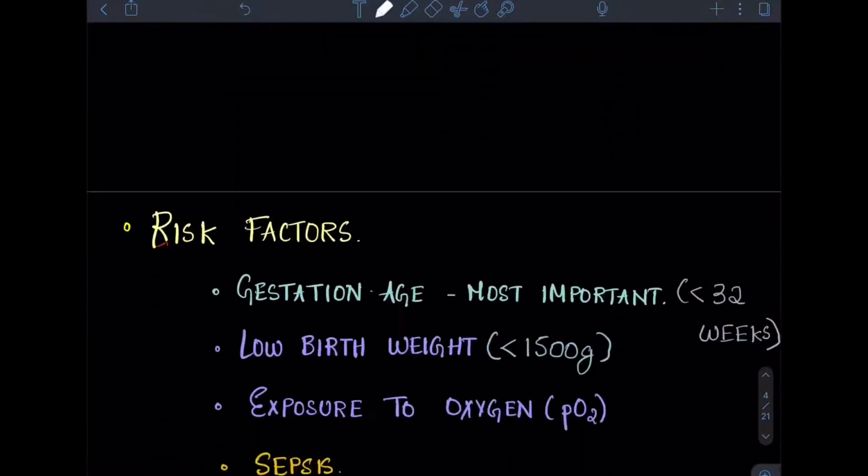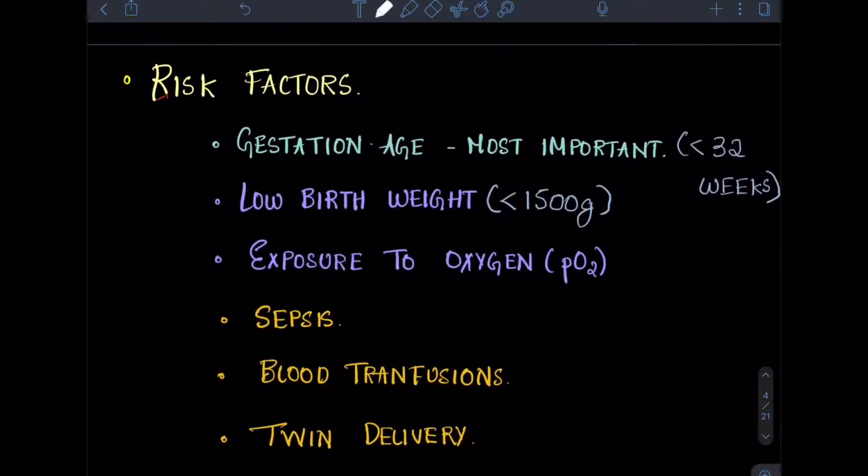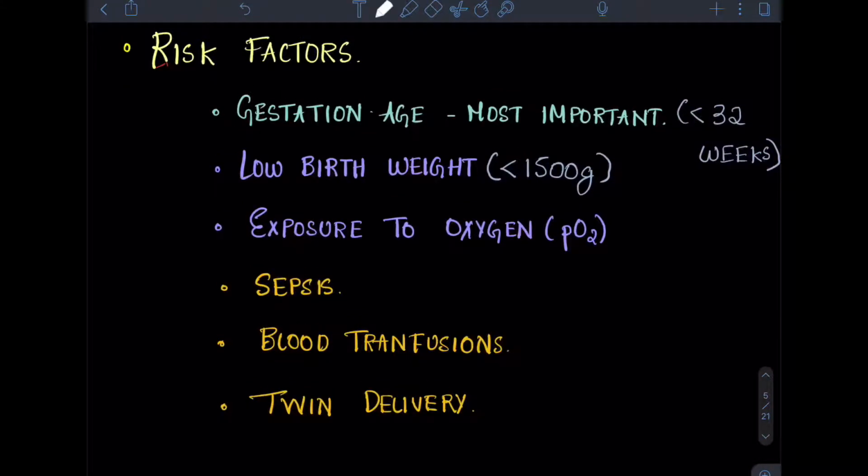Okay. Now coming to the risk factors. The first and most important risk factor is the gestational age, that is less than 32 weeks. It is a risk factor. Next comes the low birth weight, that is less than 1500 gram. And next comes exposure to high concentration of oxygen. As the prematures are given oxygen therapy, it becomes a risk factor.